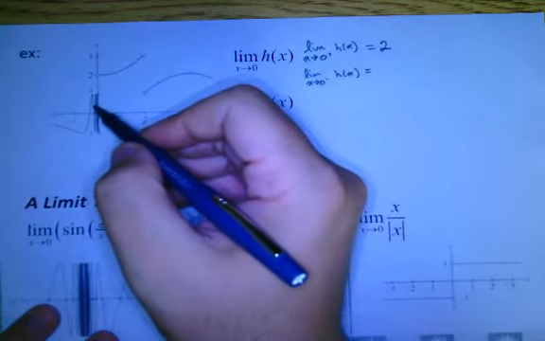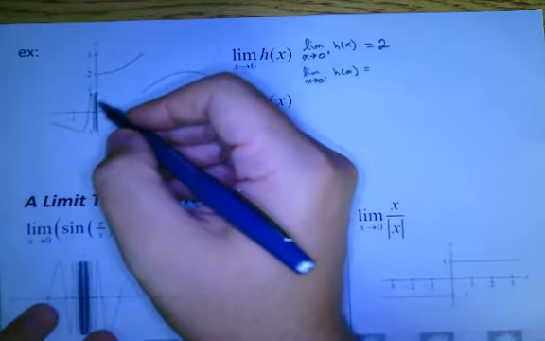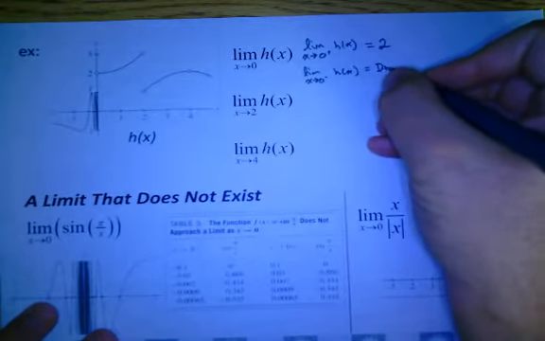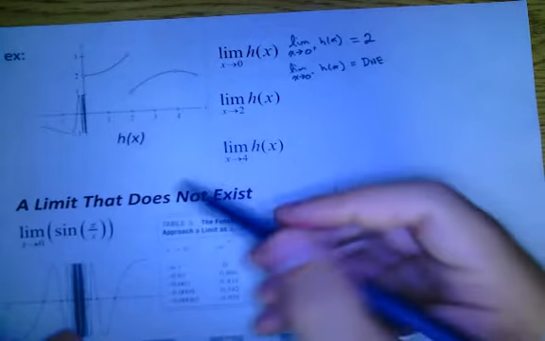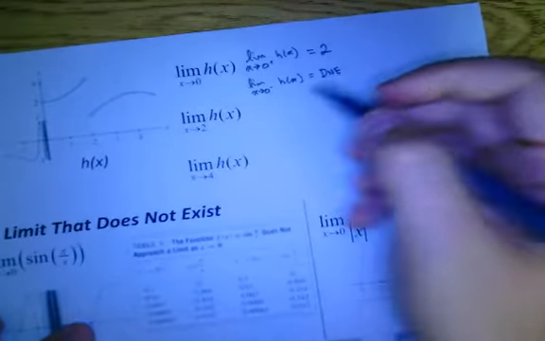Well, look at the left over here. It's kind of going up and down, up and down. It's really hard to tell, but it's definitely not 2. Okay, so this is actually going to be a does not exist on the left side. Again, because it's oscillating, and I'll get a little bit more to that when I get down here. So anyway, this does not exist from the left.